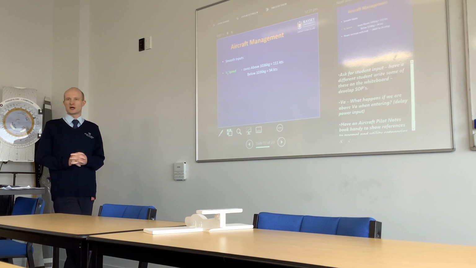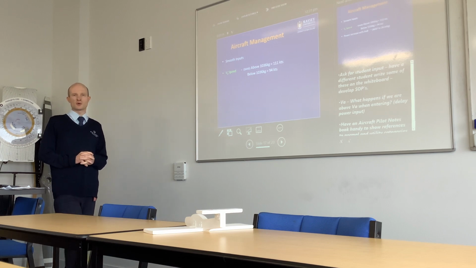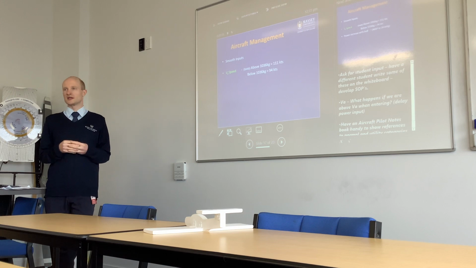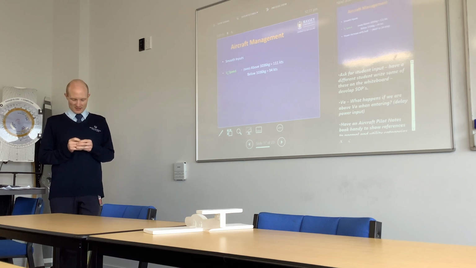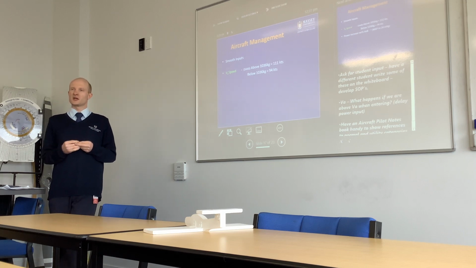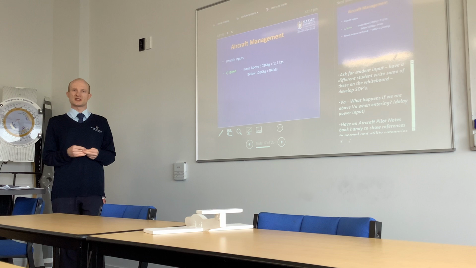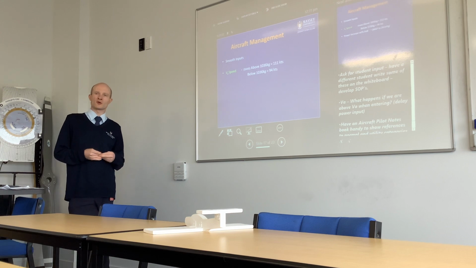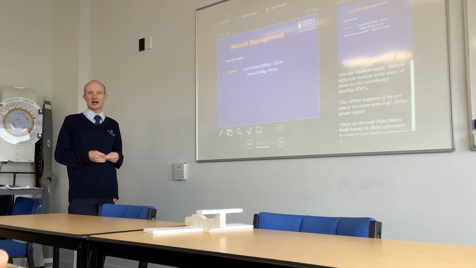Something we haven't talked about before is a speed called VA, the design maneuvering speed. This is the maximum speed at which you can make full and abrupt control movements without risk of overstressing or damaging the aircraft. Above those speeds, if you use full and abrupt control movements, you can overstress the airframe. Things like the spars, the main structural parts of the wings, could be damaged or even snap.